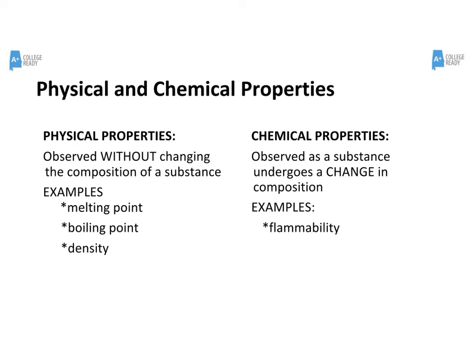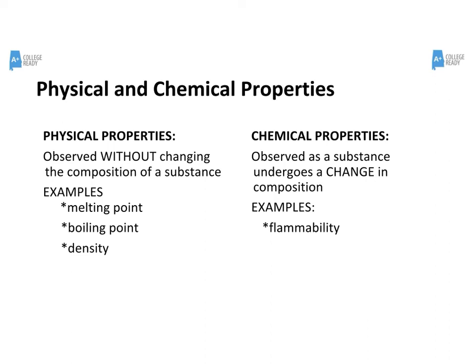Physical and chemical properties and changes. Physical properties are observed without changing the composition of a substance, such as melting point, boiling point, density. These are physical properties. While chemical properties are observed as a substance undergoing a change in composition. An example of a chemical property is flammability.